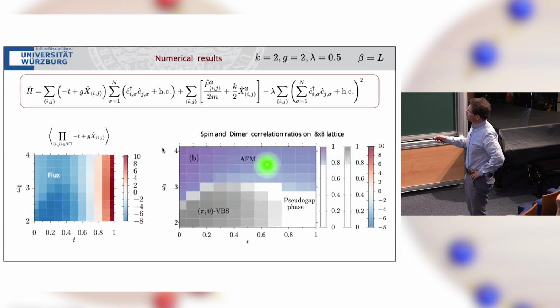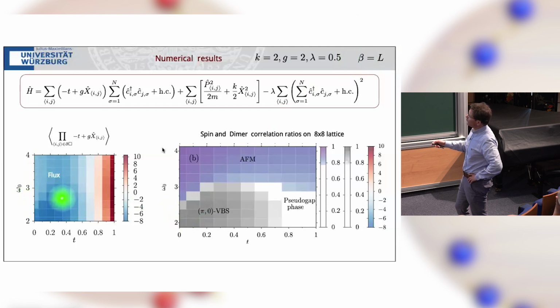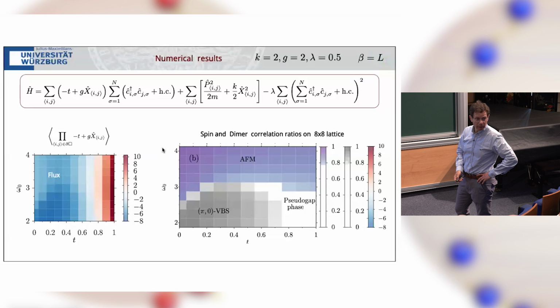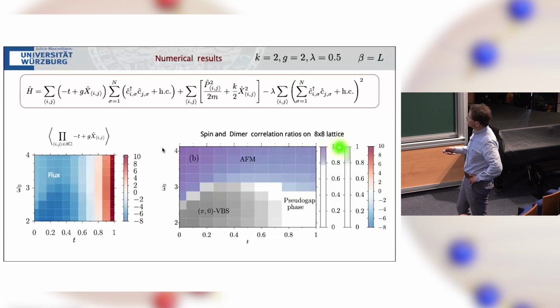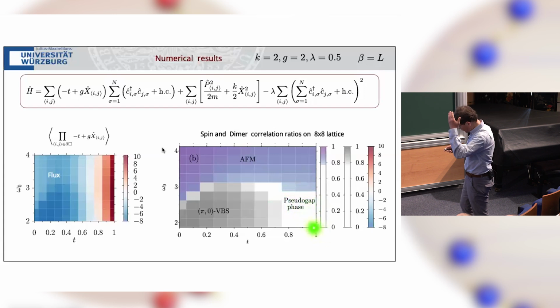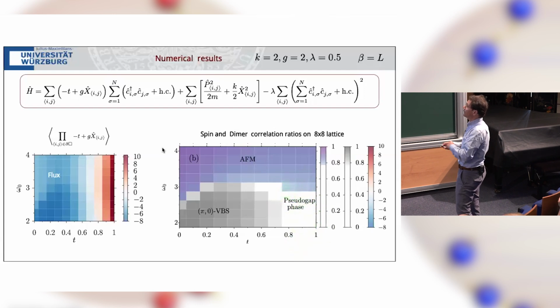So I have to be a bit careful here. These are simulations where we scale beta and L, which is fine if you have Lorentz invariance. When you go away from this pi flux phase, you will lose Lorentz invariance. Then beta equals L is actually a high temperature, so this phase is actually a pseudo-gap phase. If you reduce the temperature, you will get a pi VBS.